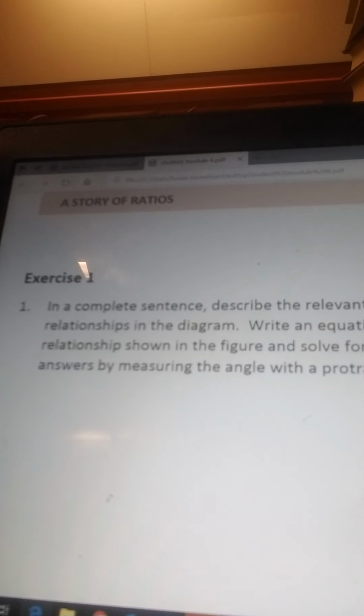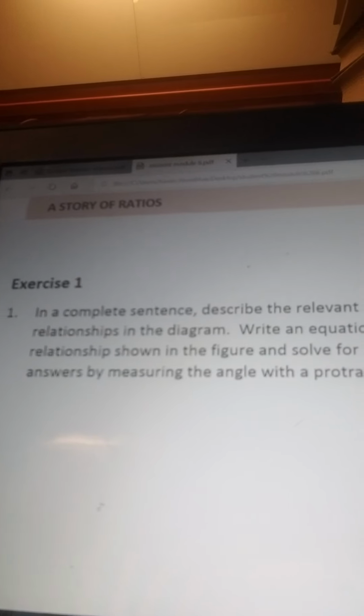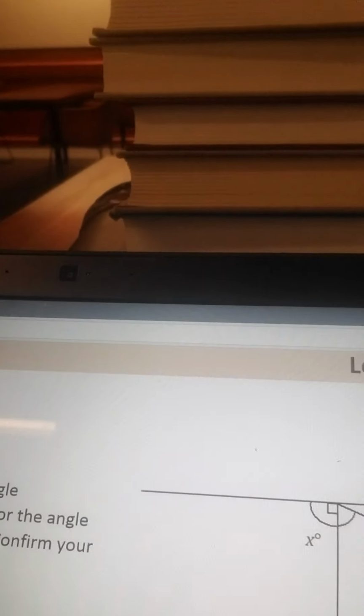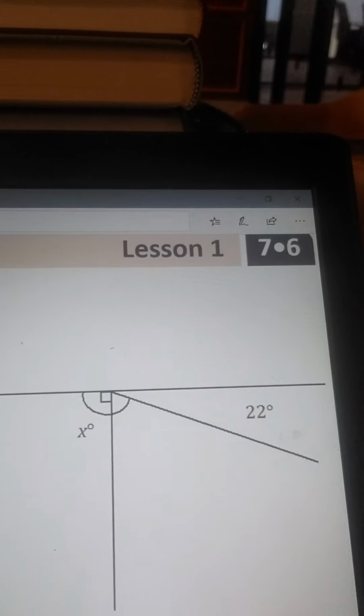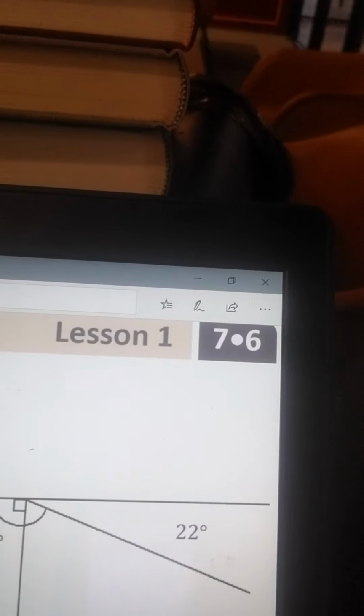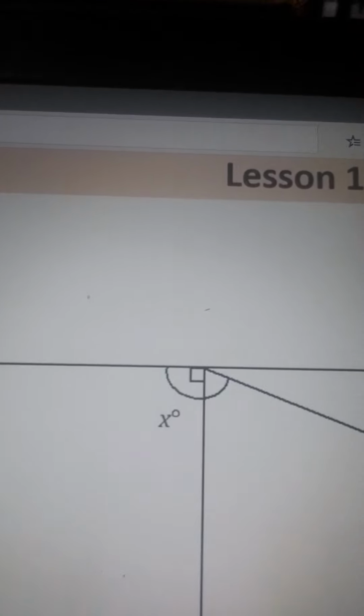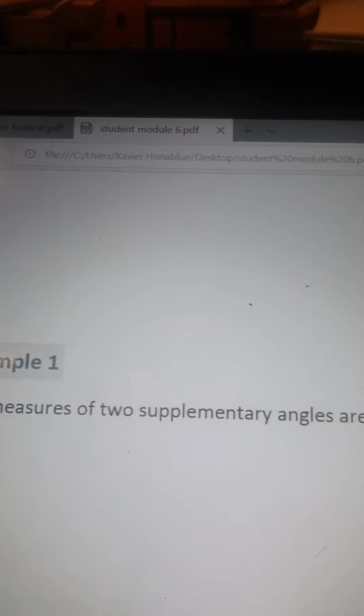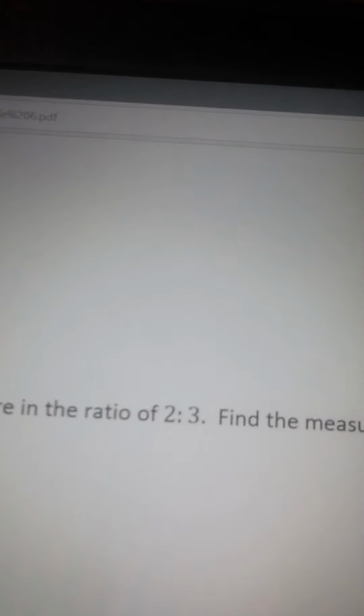Okay, this is what your online textbook looks like. This is Exercise 1, Lesson 7.6. I actually did not assign this because it is the same as we did for the flat line rule. I'll go over this problem now just so that we're on the same page. Then we're going to scroll down. This problem here we solved in class. The measure of two supplementary angles are a ratio of 2 to 3. Find the measure of the angles. We solved that out in class.